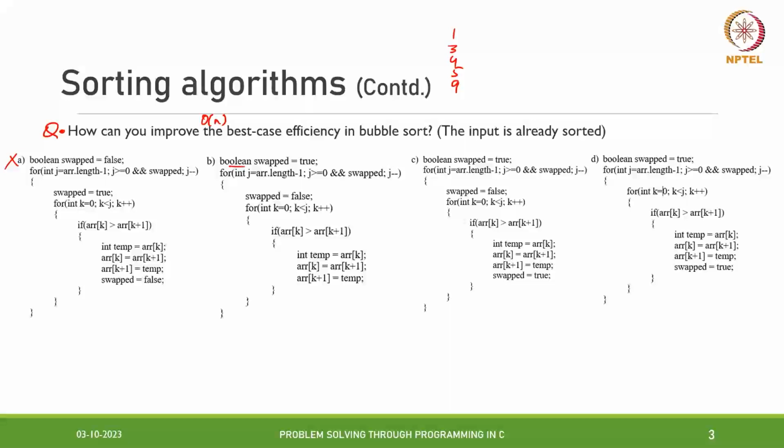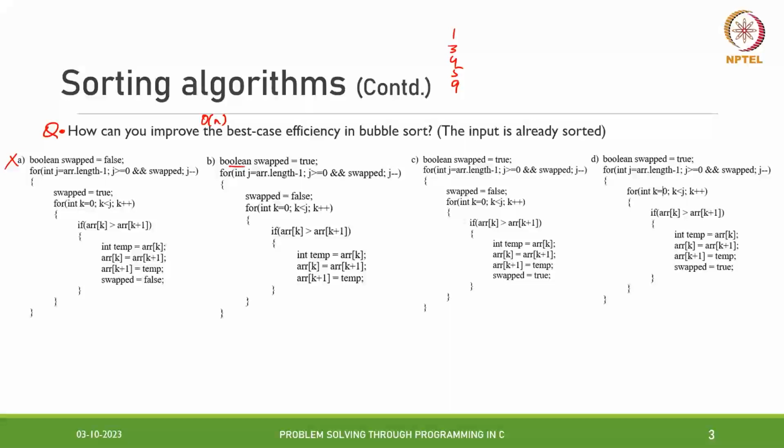Now let's look at the other options. What we do next is set swapped to false, and we use an inner loop to go from 0 up till less than j. For the first iteration, where we are considering the entire array, we go from 0 up till index 3, so we go from 1 to 5. Inside, we compare this particular element with its next element, and we swap them if we find that they are not in order.